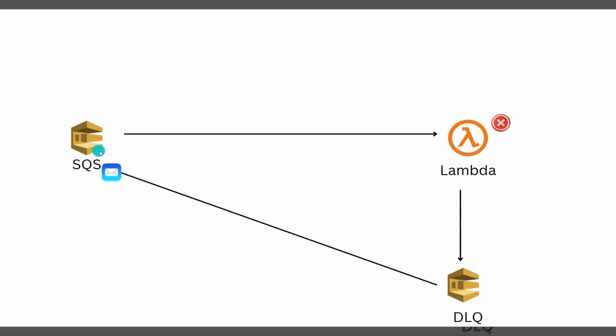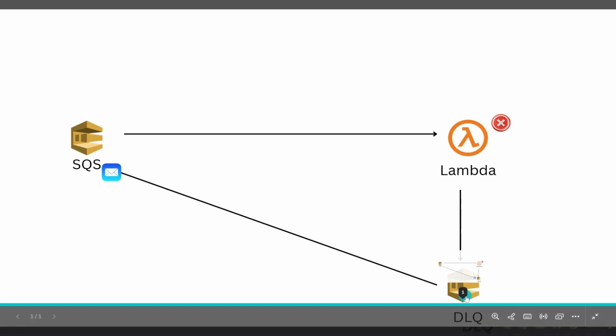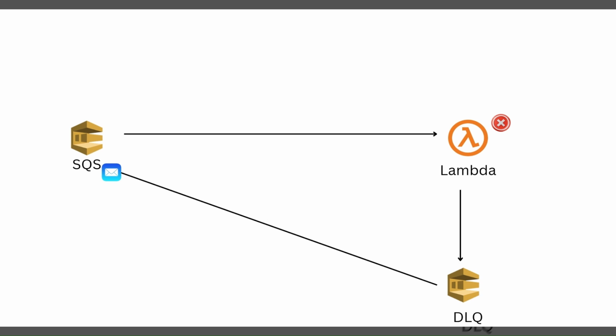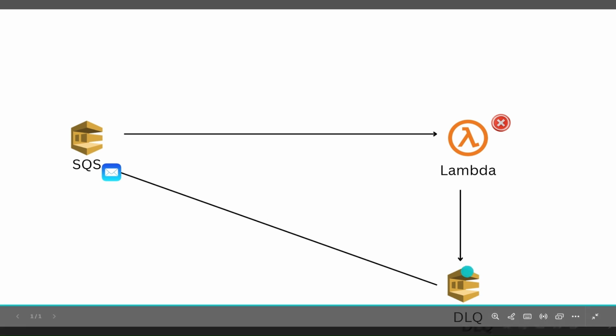Here we can see in this diagram, initially SQS sends the messages to Lambda, but Lambda failed to process them. Eventually, those failed messages end up in the DLQ. And in the DLQ, we have an option called the redrive policy. With that, we can send our failed messages directly back into the SQS.